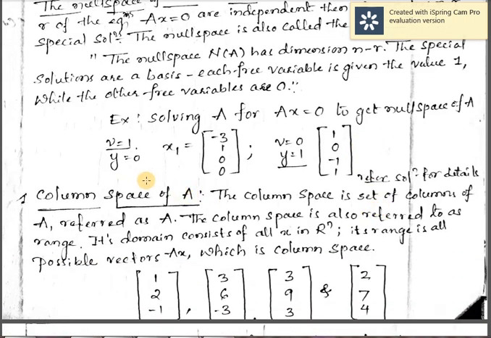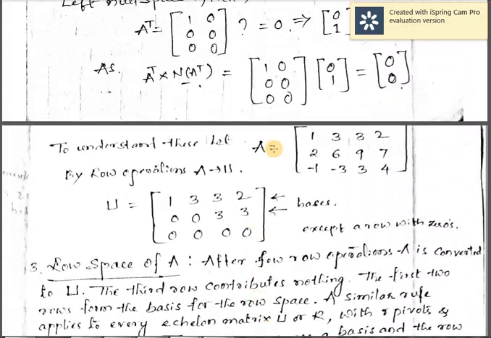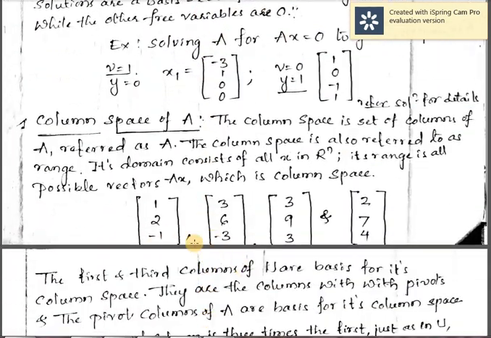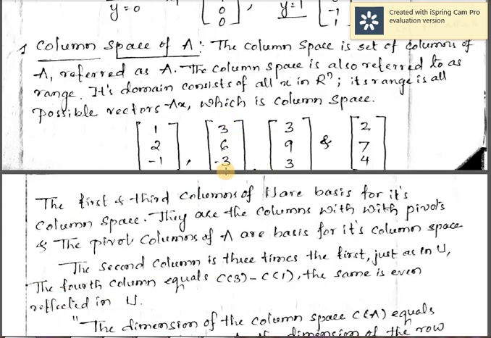Then the column space of A. The column space of A is nothing but the list of columns. And we know that these columns are not all independent. Only first and 3 are independent, and these 2 are the multiples. The second one is the multiple of first, and the fourth one is the linear combination of 1 and 3. So the basis of this column space are only 1 and 3. So the first and third columns of U are the basis for its column space.